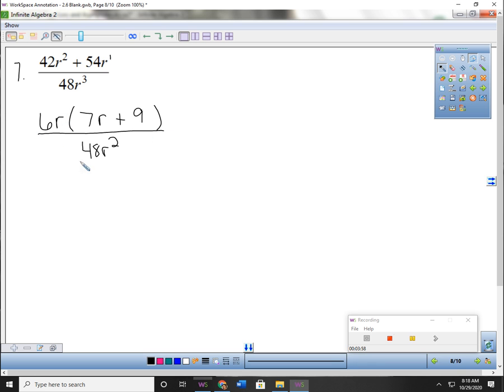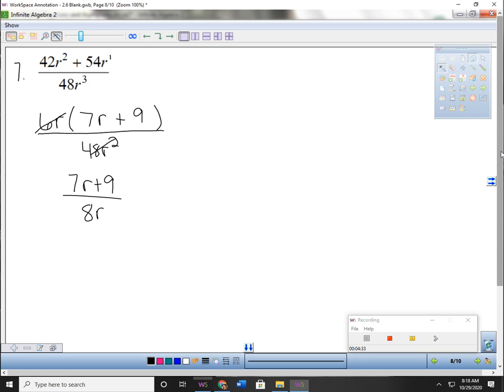Okay, so now I'm looking, though, and do you see how this has a variable with it, and the bottom has a variable with it? So actually, I can cancel out from top to bottom, and I can reduce these two as well. It really just doesn't matter, but I can actually take 6r from 48r, so I would have 7r plus 9 on top. 48 divided by 6 is 8, and then I canceled one of these r's, so I only have one r left.